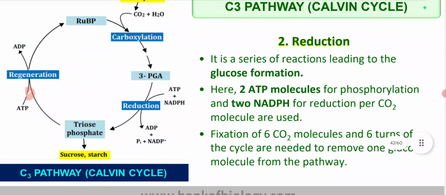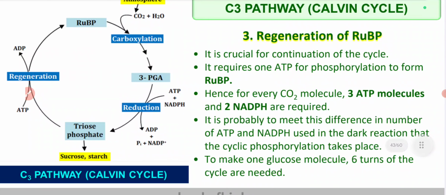Second is reduction. It is a series of reactions leading to the glucose formation. Here 2 ATP molecules for phosphorylation and 2 NADPH for reduction per CO2 molecule are used. Fixation of 6 CO2 molecules and 6 turns of the cycle are needed to remove one glucose molecule from the pathway.